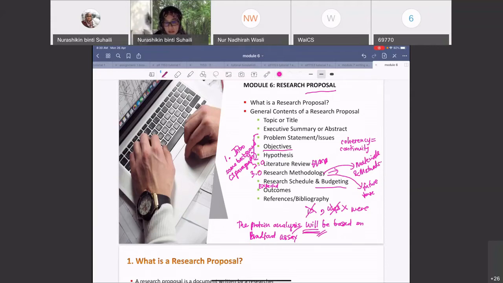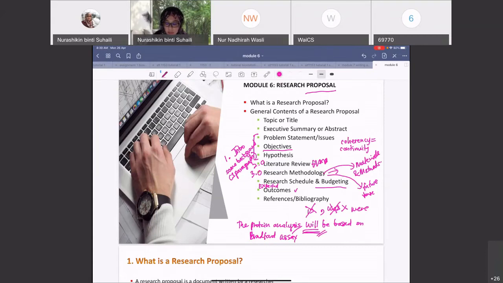So when you write this section, please refer back to your objectives. Sometimes you forget what you have written in the intro chapter. So refer to your objectives. And basically, the easiest way to write the expected outcomes is to answer the objectives. So normally, we write objectives.